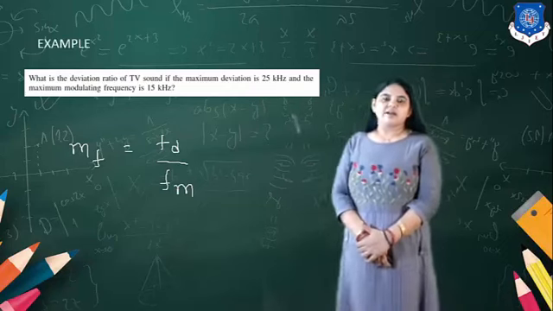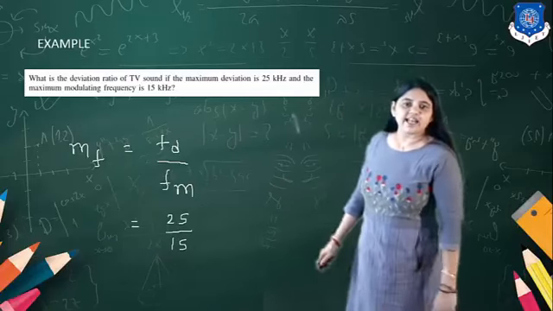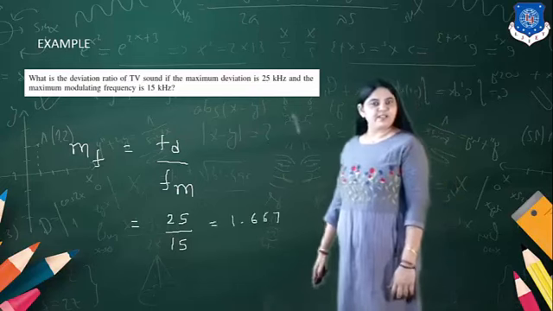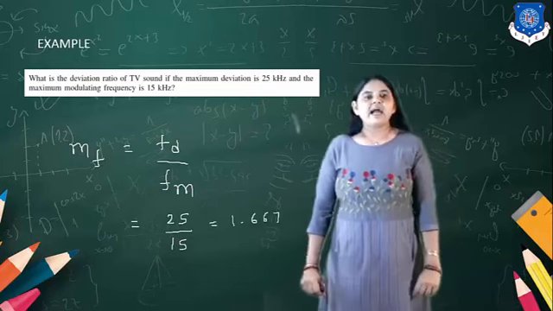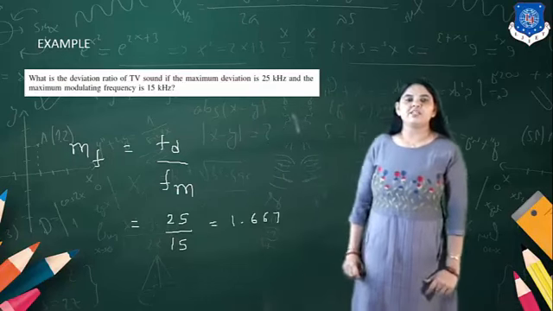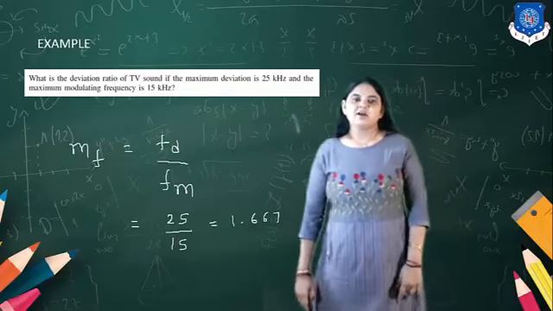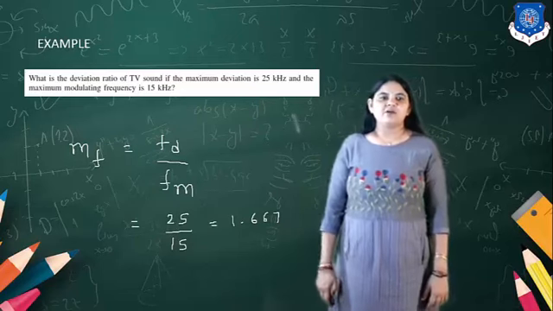Here we have the data, we can put the values. So this value is 25 divided by 15, which is 1.667. That is the modulation index required for the television. So this way we can find it out.